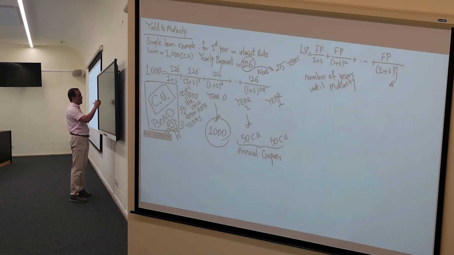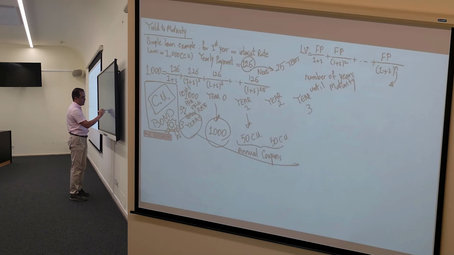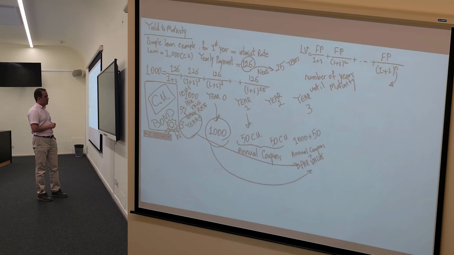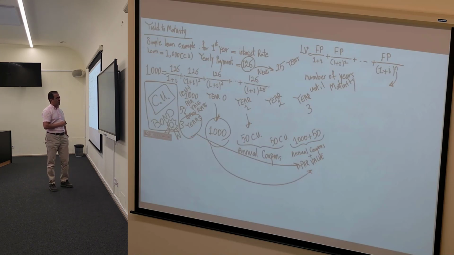And then finally, in the last year, as the number of years is 3, so this is the last year, we will receive not only the annual coupon but also the par value. So it will be 1,000 plus this 50. This is the payment that we will receive at year 3, the maturity of this bond.